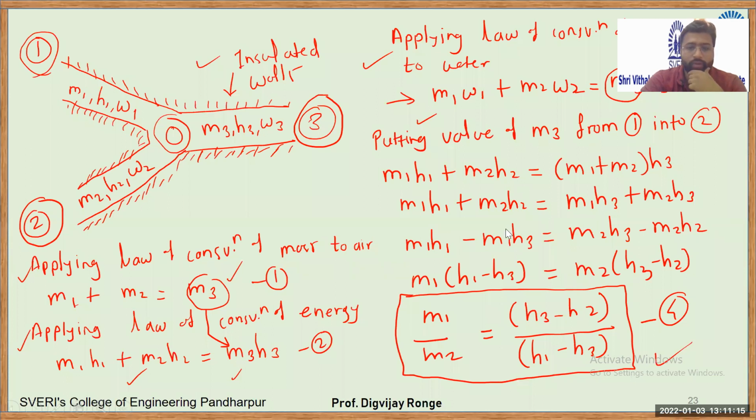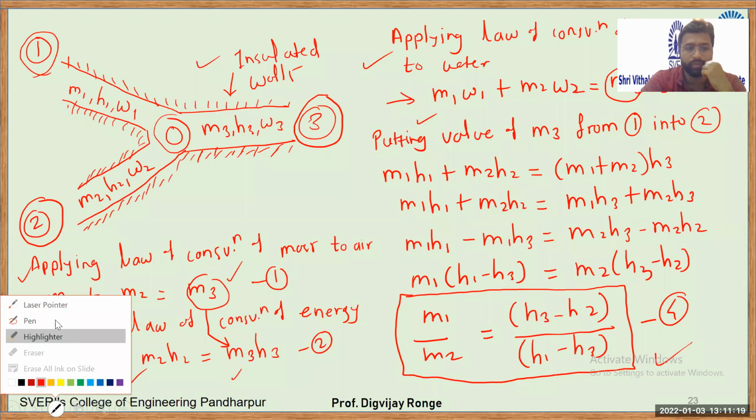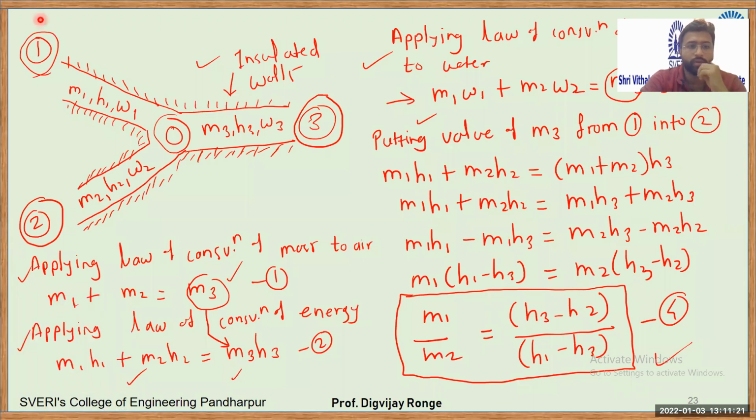So this is about adiabatic mixing. So there was stream number 1, right? With the mass flow rate M1, enthalpy H1, specific humidity W1. It mixes with another stream which is at mass flow rate M2, enthalpy H2, and specific humidity W2. So these two are mixed together at a junction, and we get the resultant stream which is having a mass flow rate M3, enthalpy H3, and specific humidity W3.